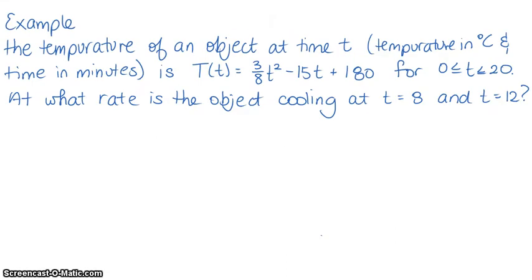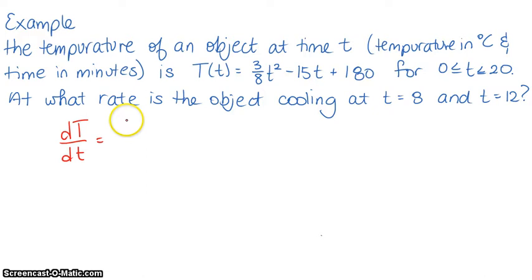So now we're going to look at another question involving temperatures. This example says that the temperature of an object at time t, where temperature is in degrees Celsius and time is in minutes, is given by this equation for any value of t between 0 and 20 minutes. It's asking at what rate is the object cooling when t is equal to 8 versus when t is equal to 12. So again, we have to think about how you want to set this up in terms of your equations. The rate of change that we're looking for is the rate of change of our temperature with respect to time. So big T versus little t.